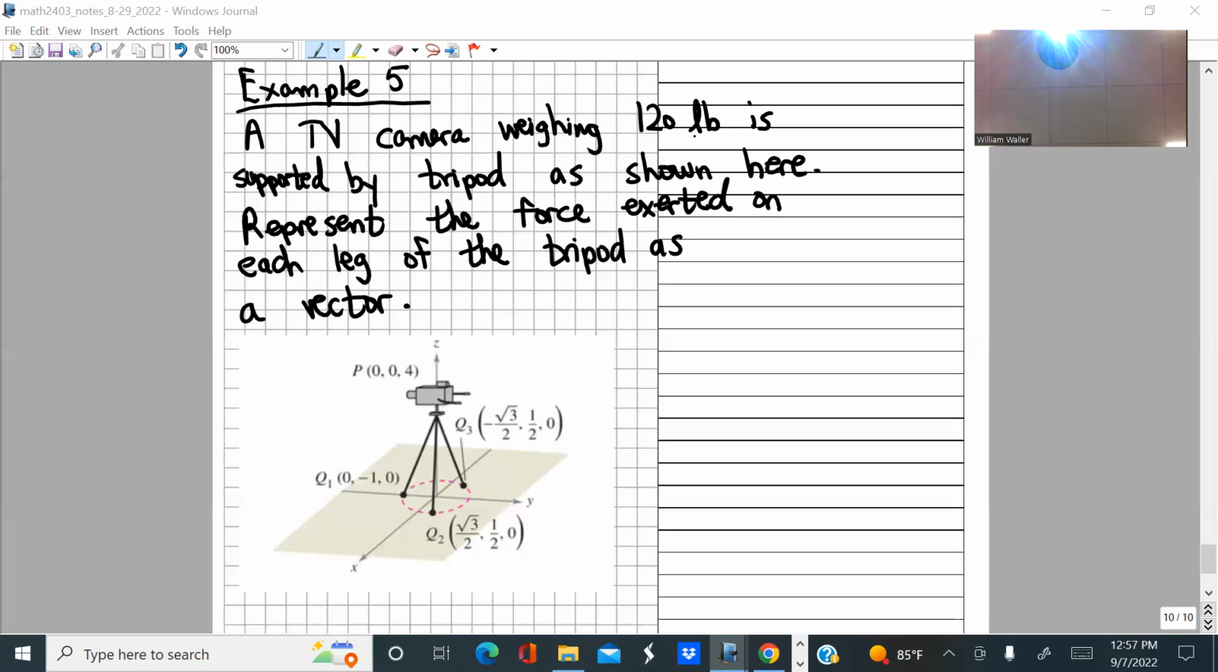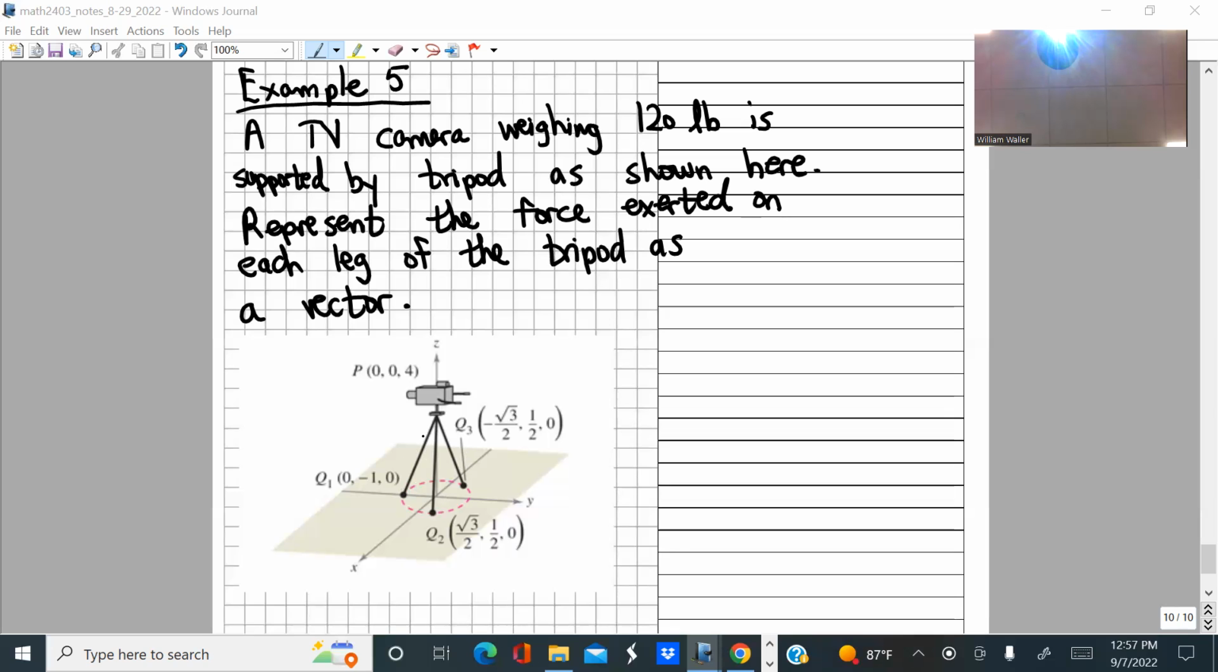Okay. But of course, that weight is really being distributed across the legs of the tripod, right? So each of the tripod's legs does not have to be able to support the full 120 pounds of force, correct? So the question is, how much force really is on each leg of the tripod?